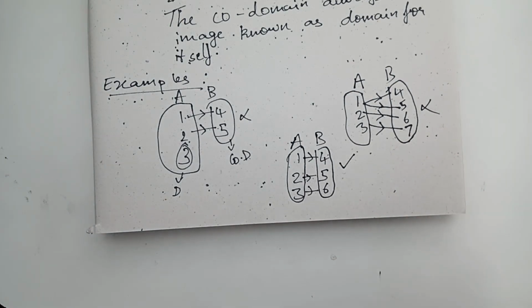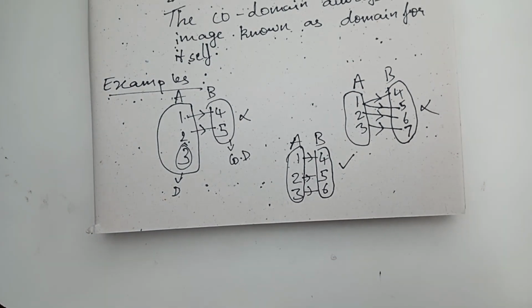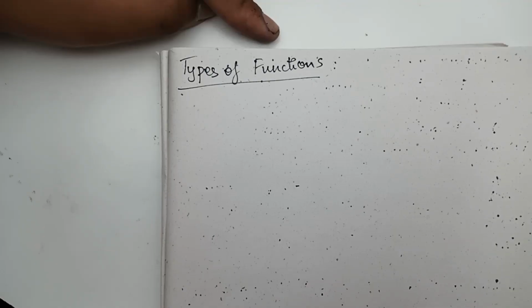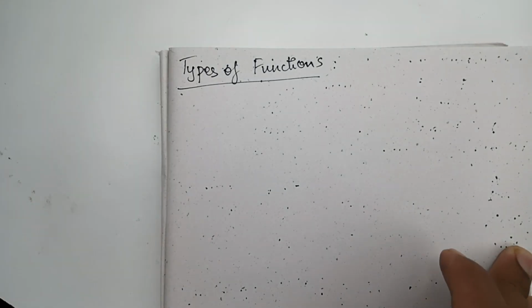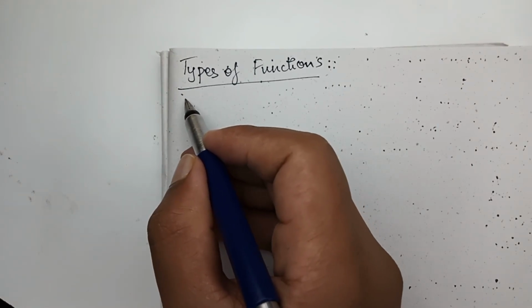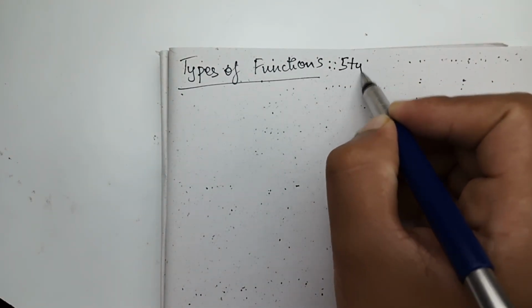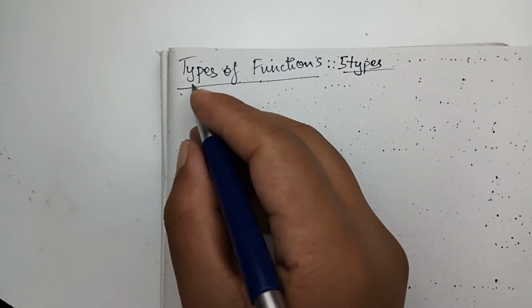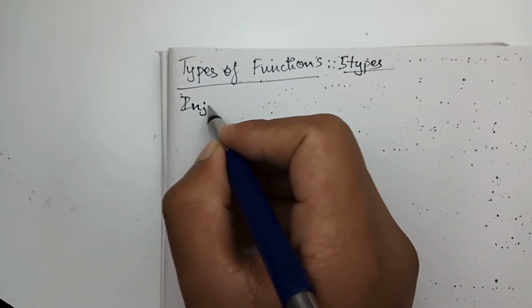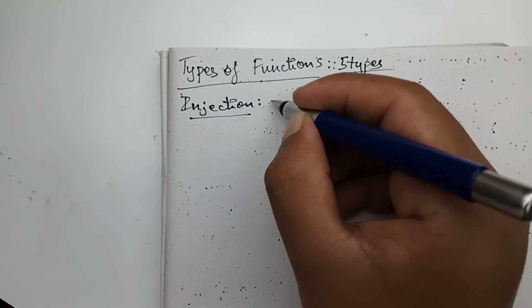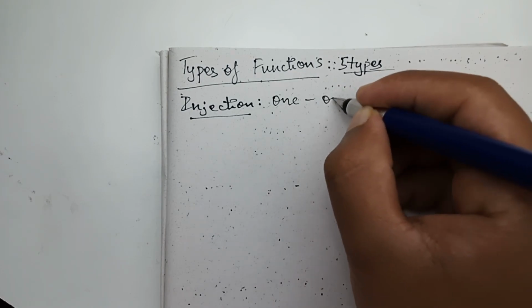So now let's talk about the types of functions. We are in now types of functions. We have five types of functions. Five types. Starting with the first type, it is injection. Injection. It is also called as one-to-one function.